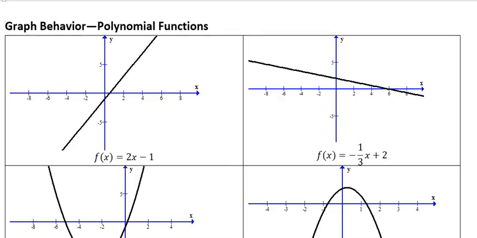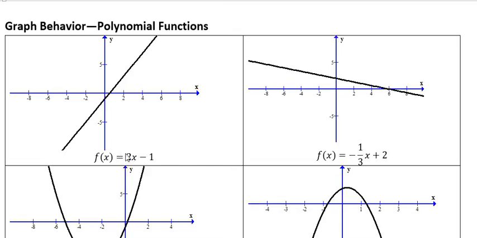Hello, it's Carly McAvoy. I want to talk about graph behavior for polynomial functions. The most basic ones that you know from before are linear functions, so it's to the first power. But look what happens when we have something to the first power. When we have something to the first power, we have a line.